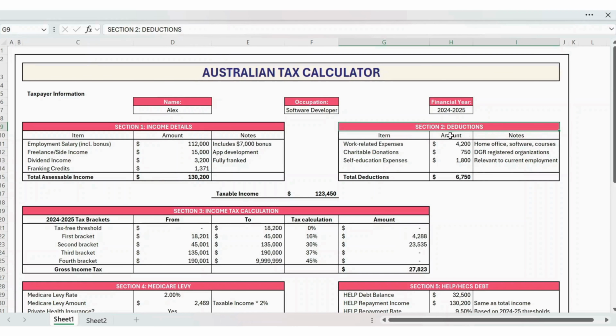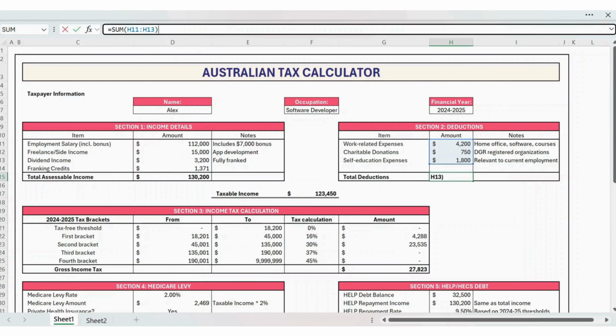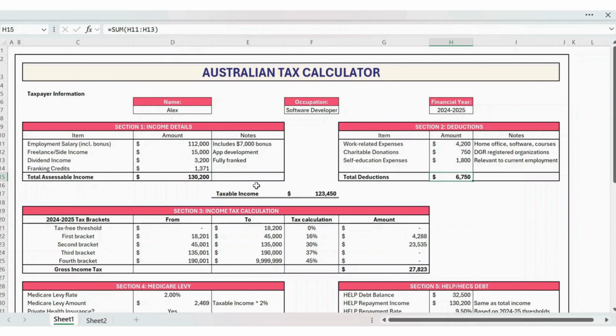Part 3. Section 2, Deductions. Next, we offset that income with allowable deductions. Alex has work-related expenses, $4,200 for home office, software, courses, charitable donations, $750 to registered organizations. Self-education expenses, $1,800 for studies related to his job. This gives us total deductions of $6,750.